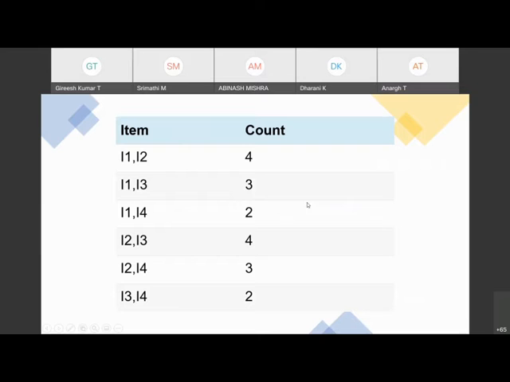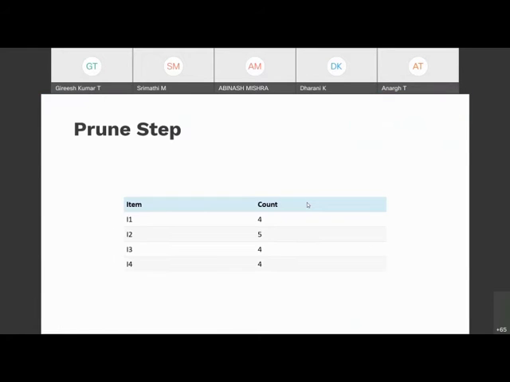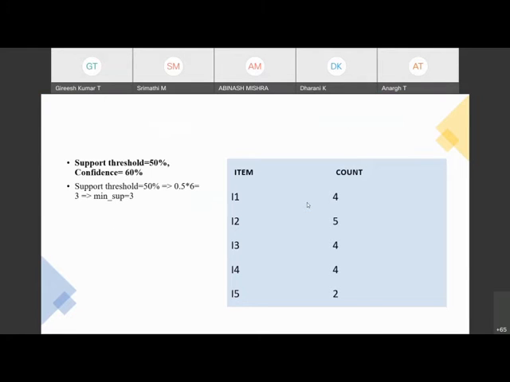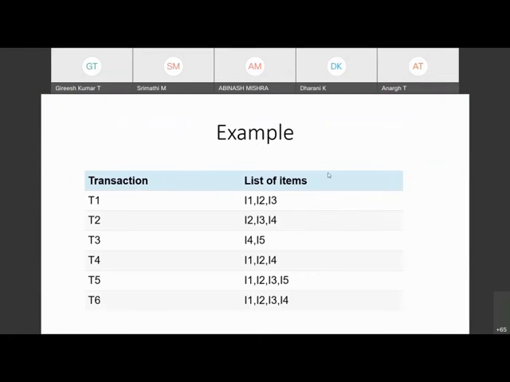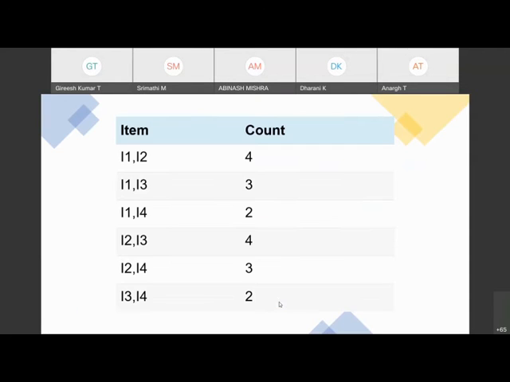Like that, we can see I1 and I3 in the same data set. Here we can see I1 and I3 once, then I1 and I3 once, I1 and I3 once. So the I1 and I3 combination is present 3 times.